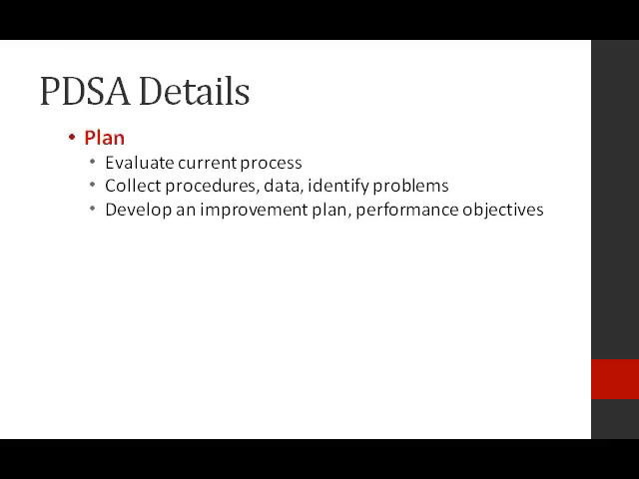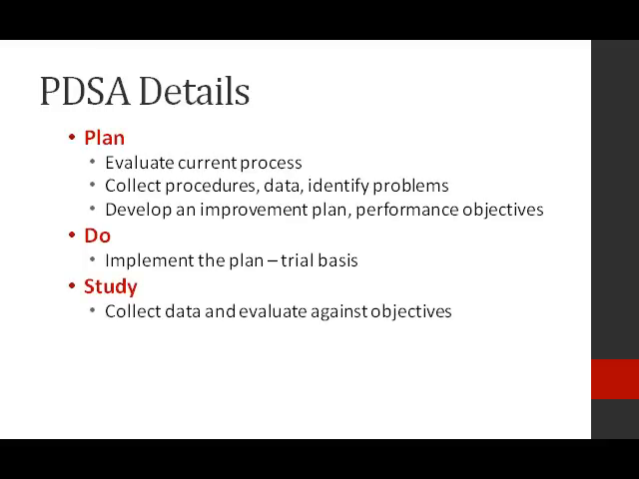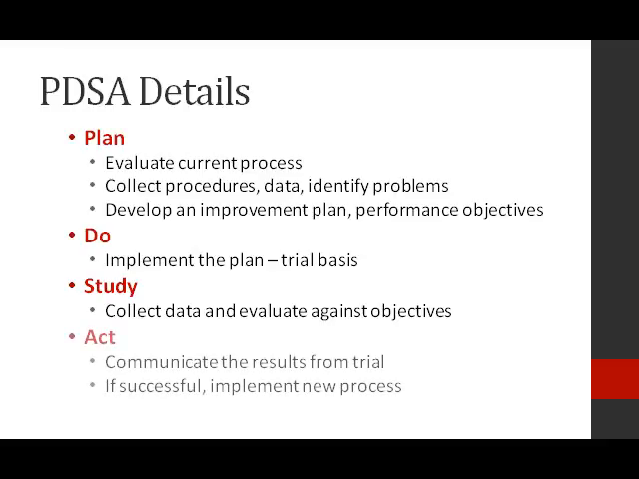So how does this circular quality control process work? Well, first, there's plan. Evaluate the current process, collect procedures, data, the problems. Develop an improvement plan and performance objectives. Then you implement this plan on a trial basis. You study. You collect data and evaluate against the objectives. And last, act. You communicate the results from this trial process, and if successful, you implement a new process.